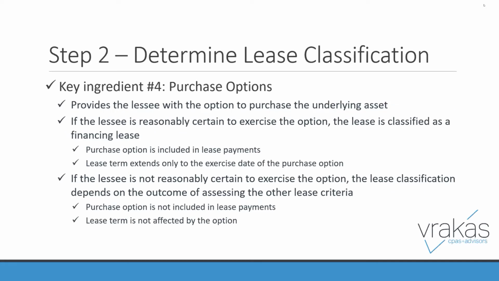Number 4 is purchase options, and we'll just talk about this pretty quickly. If there's a purchase option, and the FASB went away from using that term bargain purchase option. So if there's a purchase option that you are, again, reasonably certain to exercise, you would automatically have a finance lease because they're basically assuming you're just financing the purchase of that asset. And then you would include that purchase option within your lease payments. And your lease term would only go through that period in which you're going to exercise the purchase option.